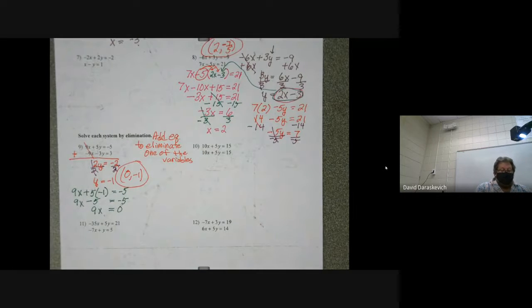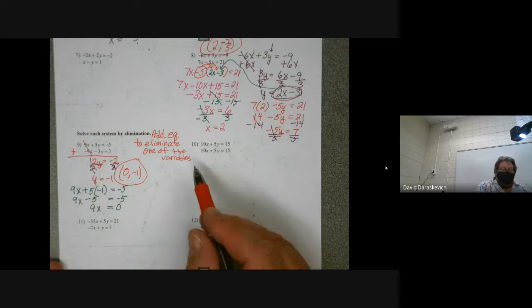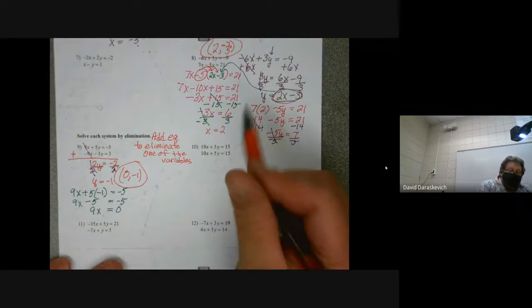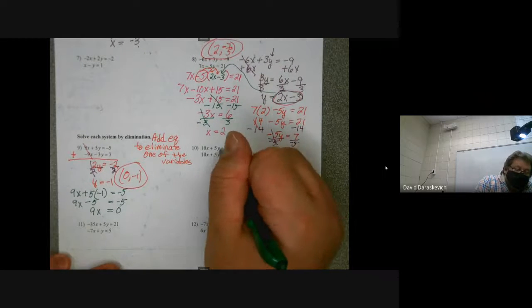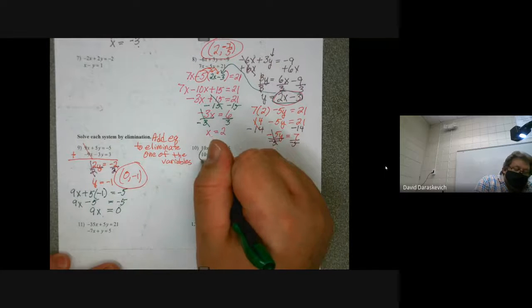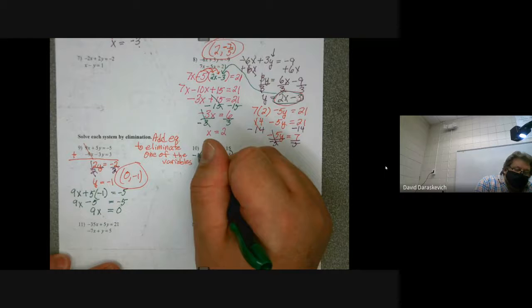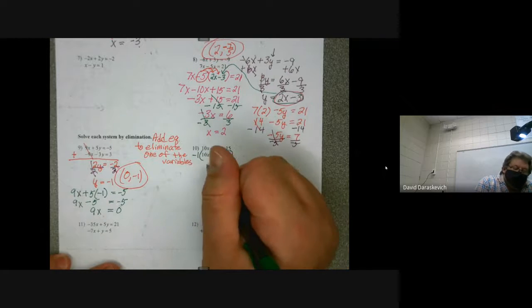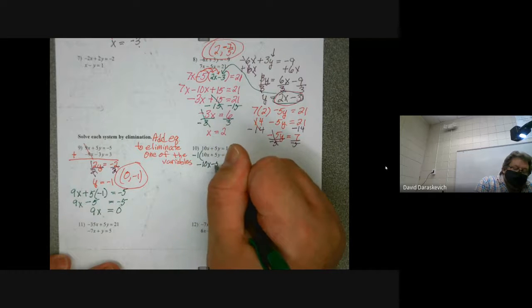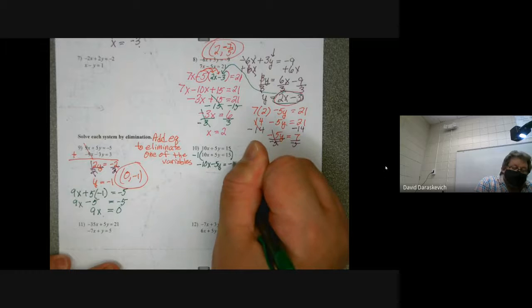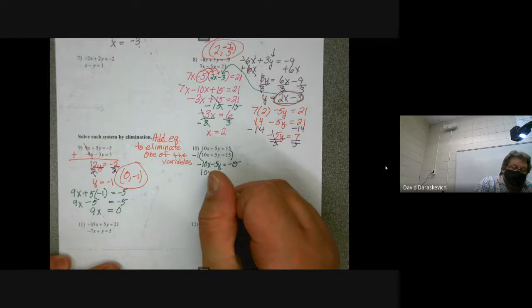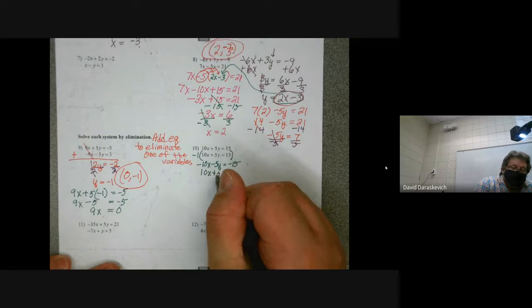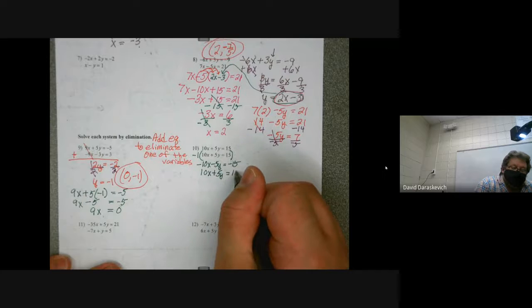Now, it might be as simple as multiplying one of the equations. If I multiply, look at that number 10. If I add them, nothing will eliminate. But if I multiply the entire second equation by negative 1, I get negative 10x minus 5y equals negative 15. I'm going to rewrite the top one, 10x plus 5y equals positive 15.